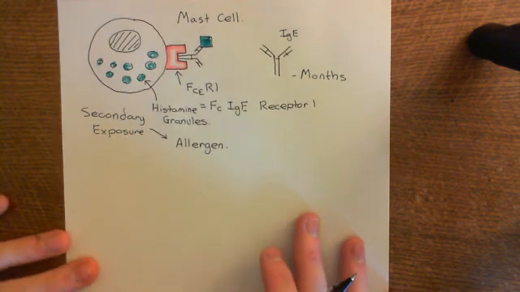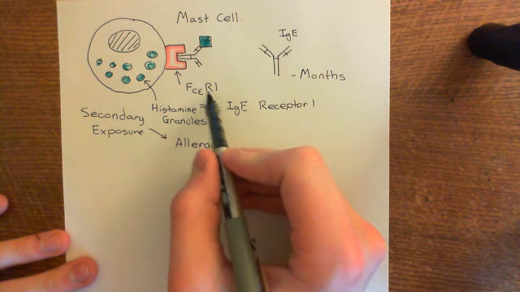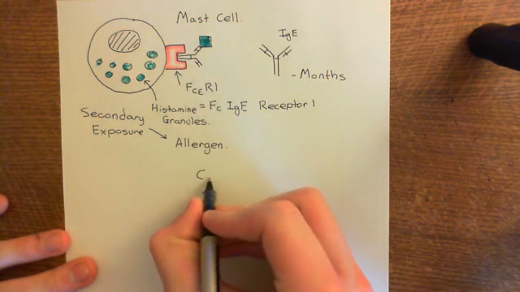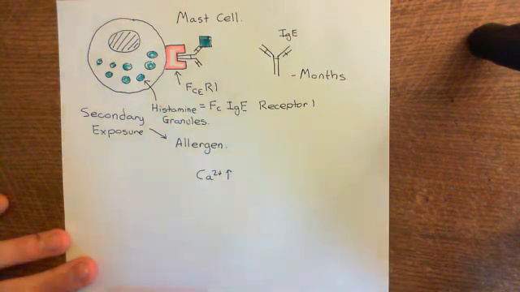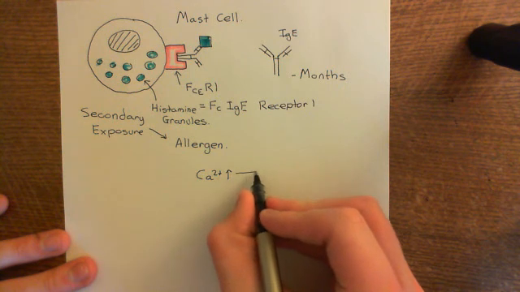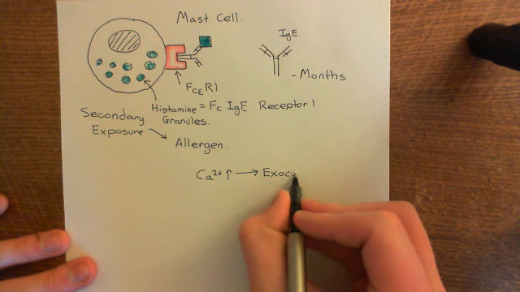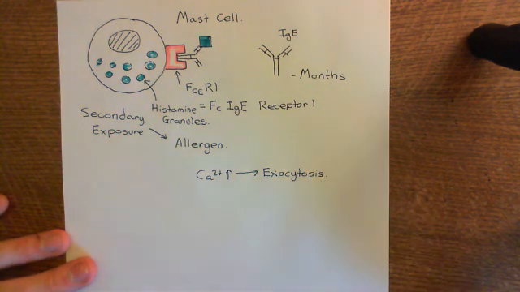Okay, so let's discuss this in a bit more detail. When the Fc epsilon R1 receptor becomes activated, it leads to an increase in the calcium level within the cytoplasm. So calcium within the cytoplasm goes up. This calcium then is what causes the exocytosis of these histamine-containing vesicles. It's what drives the fusion of the histamine granules with the cell membrane, and therefore the release of the histamine contents into the extracellular space.